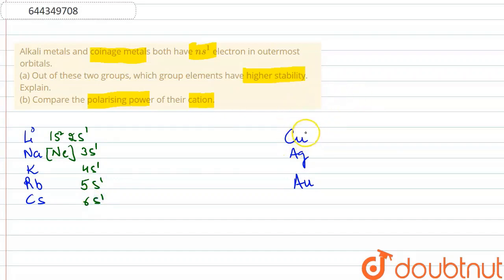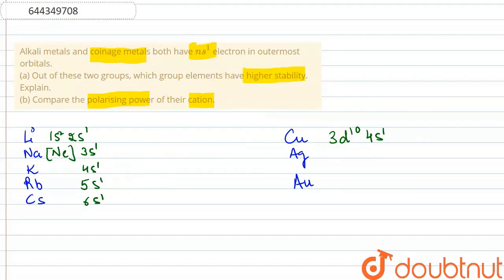Now if you look at the configuration of copper, it is 3d10, 4s1, right? So I have written down the outermost valence shell configuration. So it is basically your 3d10, 4s1, right? So if you can see here, that means that both these groups have a valence electron with the same configuration, that is your ns1, right? Now the question is related to the stability of these two groups.